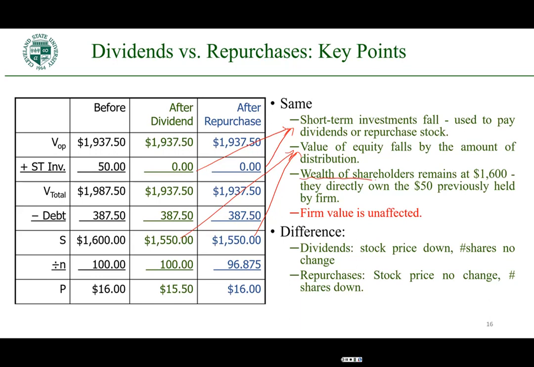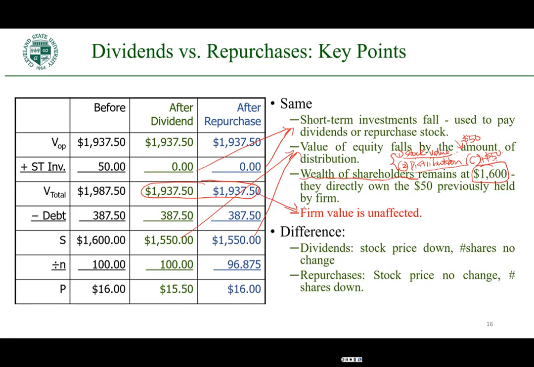Next, wealth of shareholders. That's not something listed in here, but consider the wealth of shareholders as part stock value they have in hand, and the other part the cash received from the firm. So the total wealth of shareholders remains at the same amount. The total equity value dropped by the amount of the repurchase, $50, but the cash distribution received by all of the shareholders went up by 50. So that's why the wealth of shareholders remains the same. And firm value is unaffected between dividends and repurchases. They're the same.